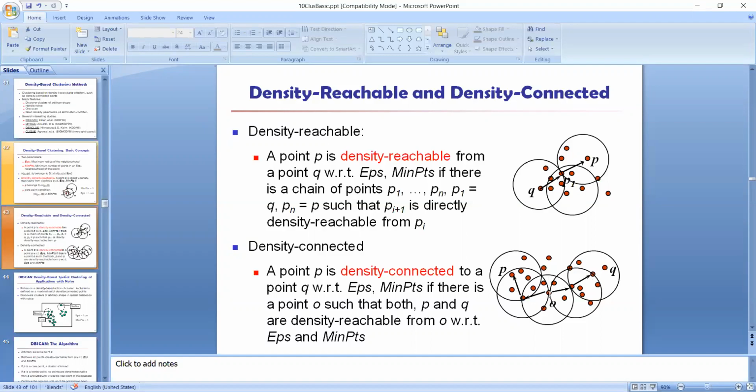Yes. So O is density reachable from P through this point, and from this point O and P is density reachable, not directly density reachable, density reachable. So from O and Q again through this point it is density reachable. So then we can tell that P and Q is density connected.